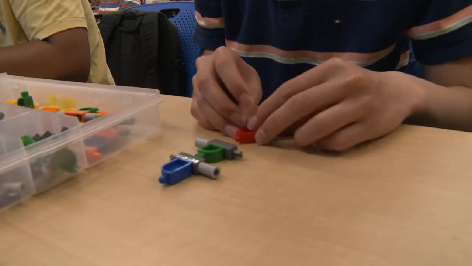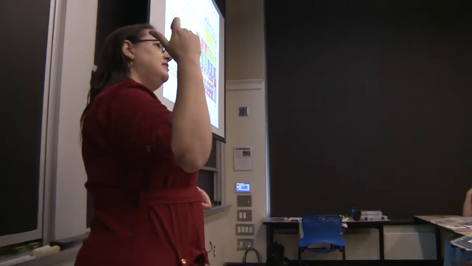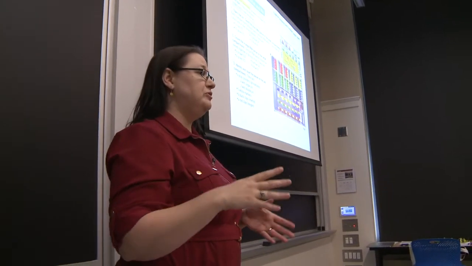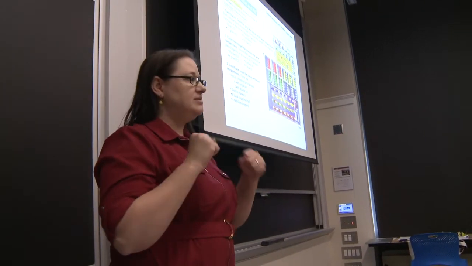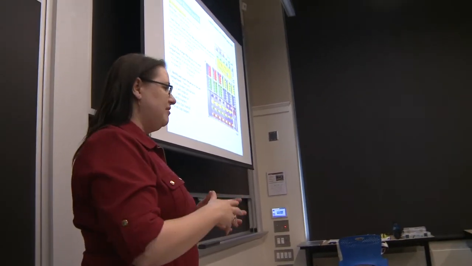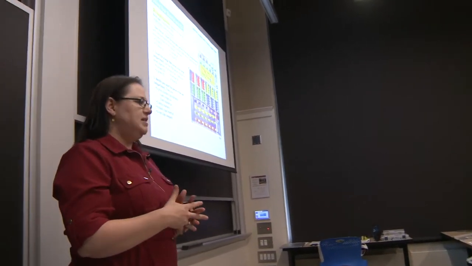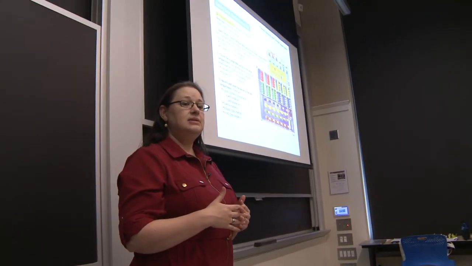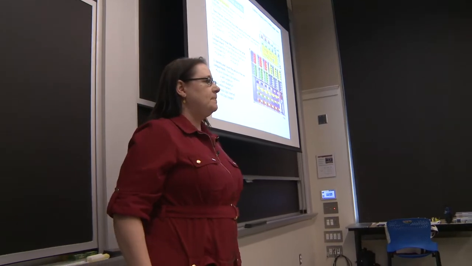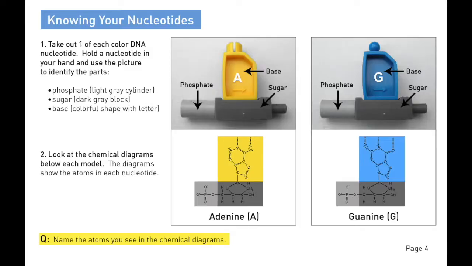All right, so what are the three parts of a nucleotide again? Sugar, phosphate, base. Excellent. And which part is different for different nucleotides? Base. The base. Great. So I would like you to look at the four bases that you have in front of you. Are the bases all the same size? No. Which bases are larger? The A and the G are larger.